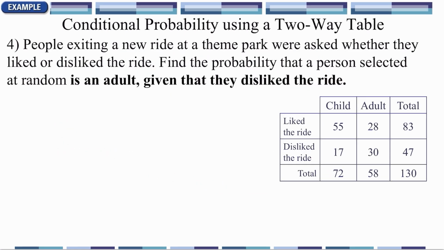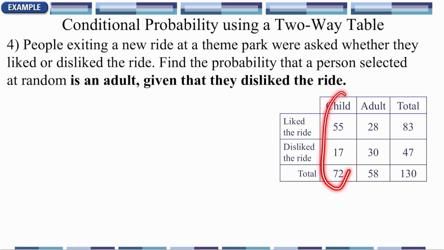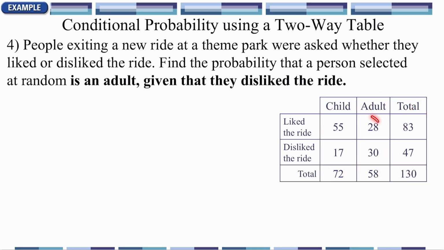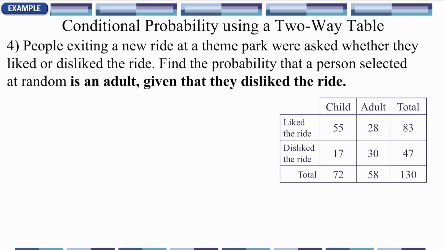Okay, now we're going to do conditional probability using a two-way table. Now you're going to study two-way tables more in depth in a future lesson. But what we have right here is people exiting a new ride at a theme park were asked how they liked or disliked the ride. So we have this column represents the number of children that were questioned and their responses and the number of adults that were questioned. And then these are they answered that they liked the ride, and then these did not like the ride. So find the probability that a person selected at random is an adult given that they disliked the ride.